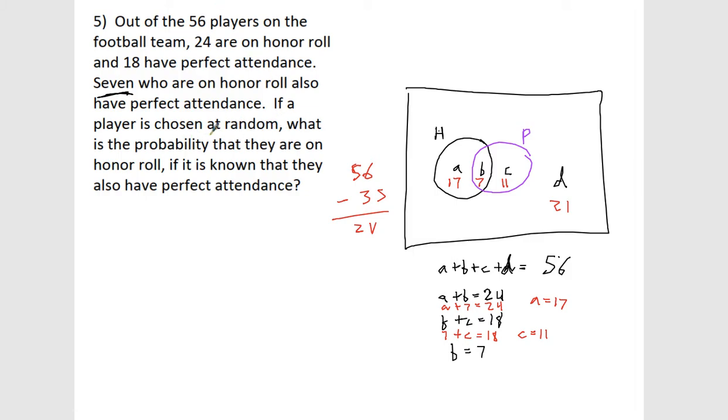Okay, if a player is chosen at random, what is the probability that they are on honor roll if it's known they also have perfect attendance? So, of the perfect attending students, what are the chances that they're on honor roll? So, the perfect attendance students are the ones inside of the P circle. That's 18 total, 7 plus 11. So total, it's out of 18. And what are the chances that they're on honor roll? Well, of these 18, which ones are on honor roll? Just those 7. So it'd be 7 out of 18.